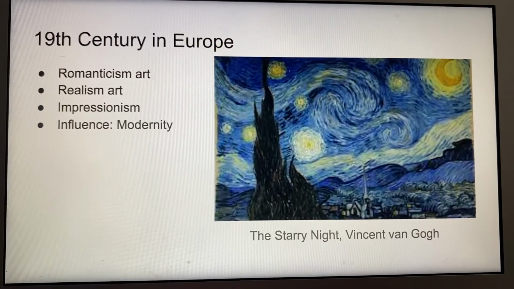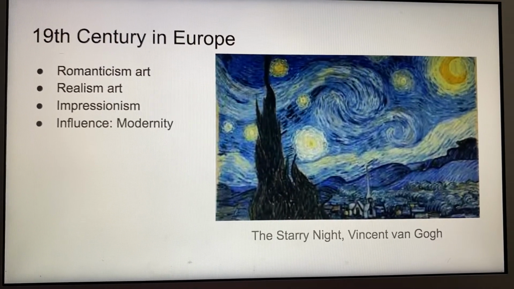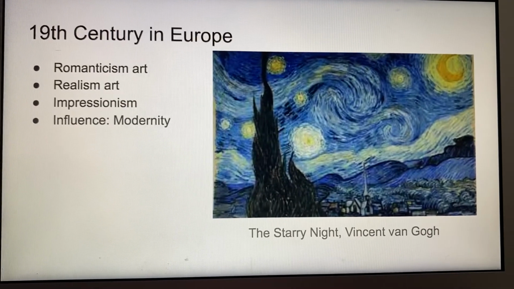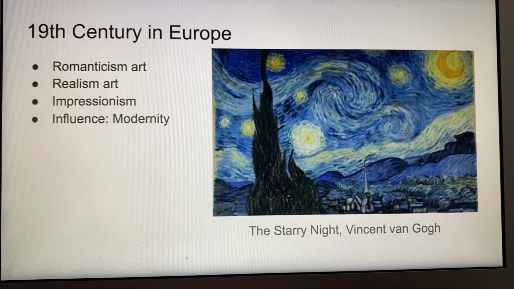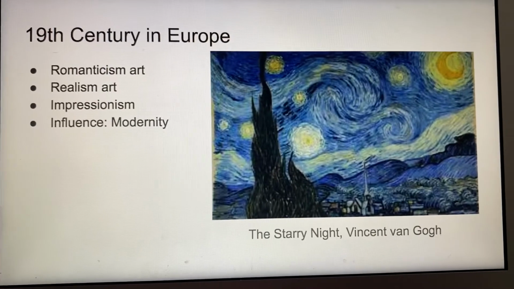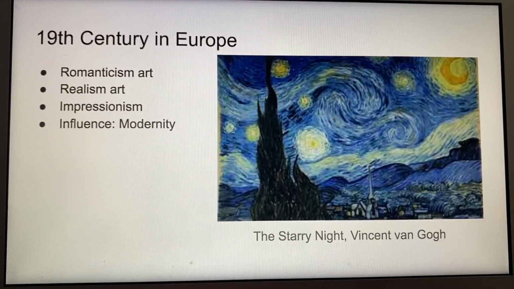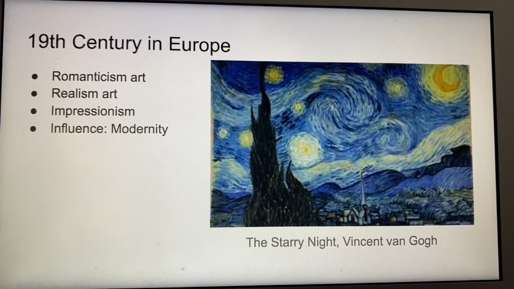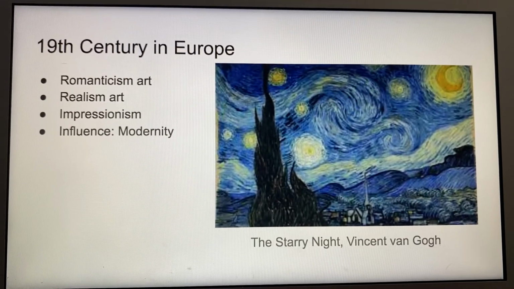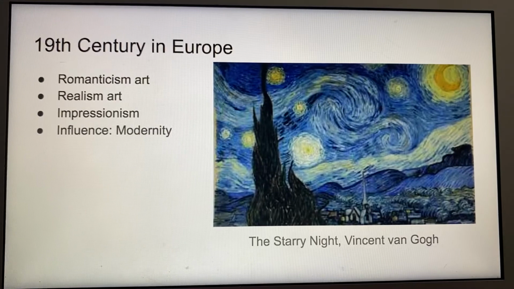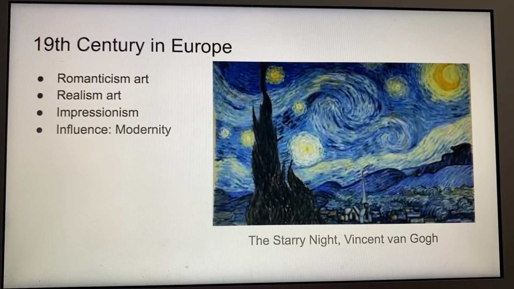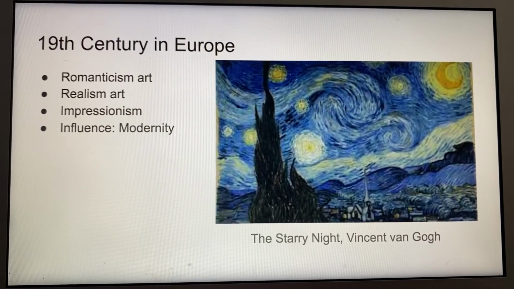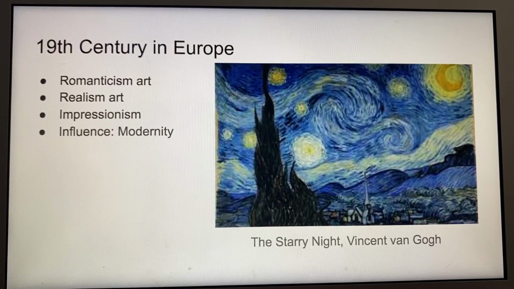So now we move to 19th century in Europe. The first characteristic is Romanticism art. I thought it was going to be romantic scenes, and it definitely doesn't represent the word. It's so opposite to what you imagine. The artist copies the way he feels.